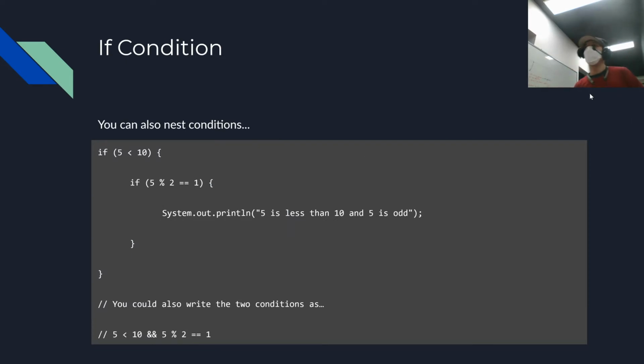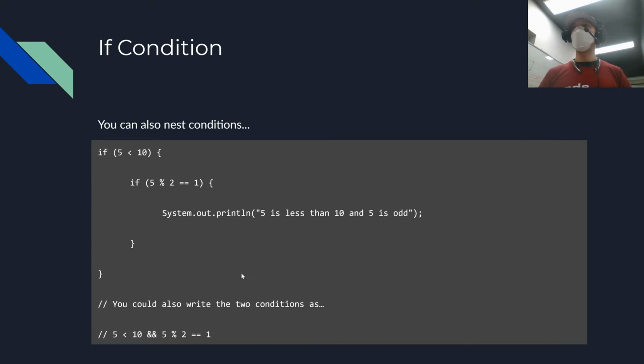Now, I mentioned that you can nest things. When we say nest, and I apologize if I've used this before without explaining it, nesting just means doing something inside something else, okay? So in this example, we have 5 less than 10 as one condition, and then 5 mod 2, which will get the remainder of 5 being divided by 2. Since it's an odd number, that will be 1. We have a condition inside a condition, right? And so this is totally valid. You can totally do this, no problem. Okay?